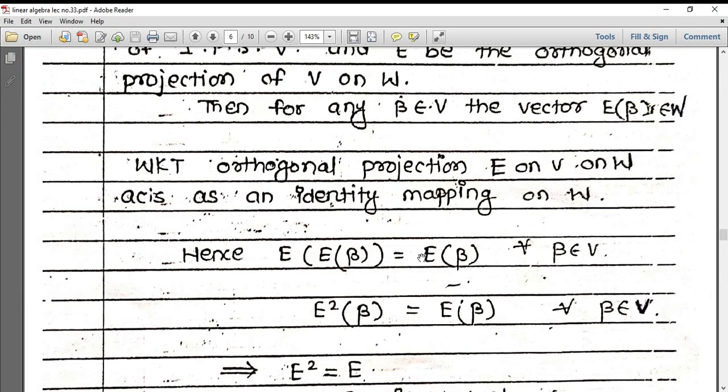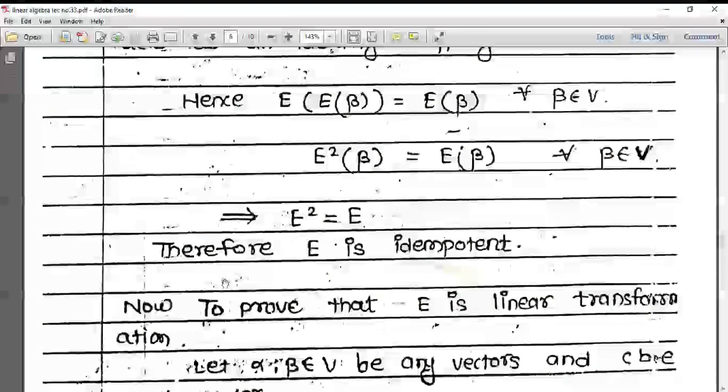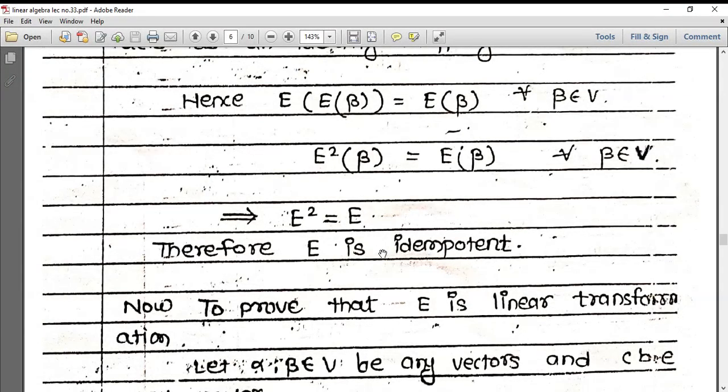So here E square is equal to E. E of beta is equal to beta for all beta belongs to W, so E square of beta is equal to E of beta. That implies E square is equal to E. Therefore, E is an idempotent transformation.